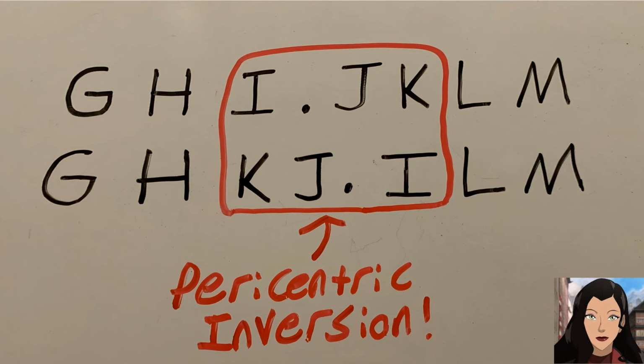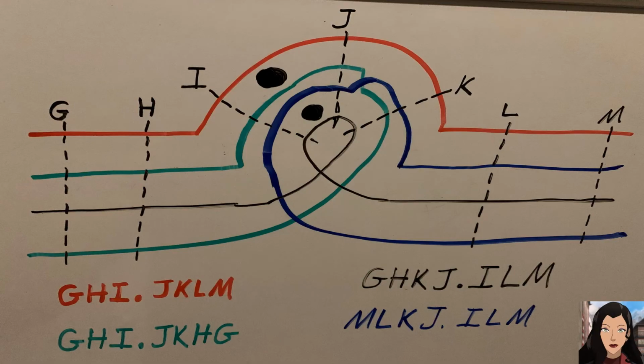The two types of inversion are paracentric and pericentric. Paracentric is when the inverted region does not contain the centromere, and pericentric is when the inverted region does contain the centromere. So this is clearly a pericentric inversion. During pericentric inversion, the chromosomes have to form an inversion loop.